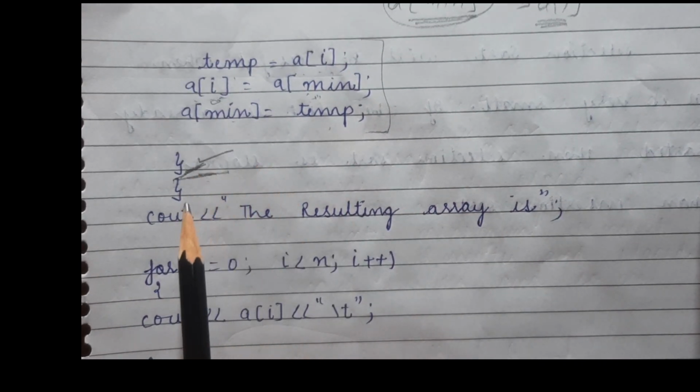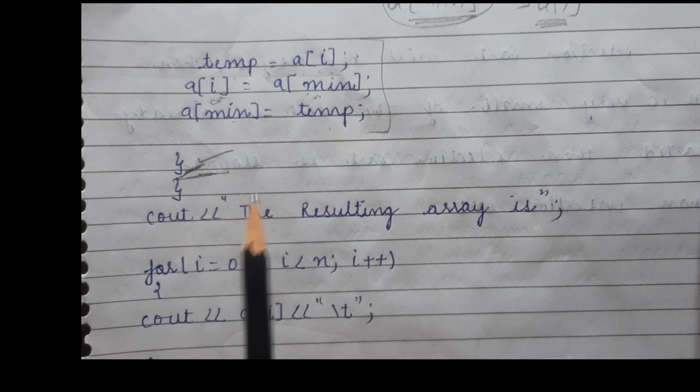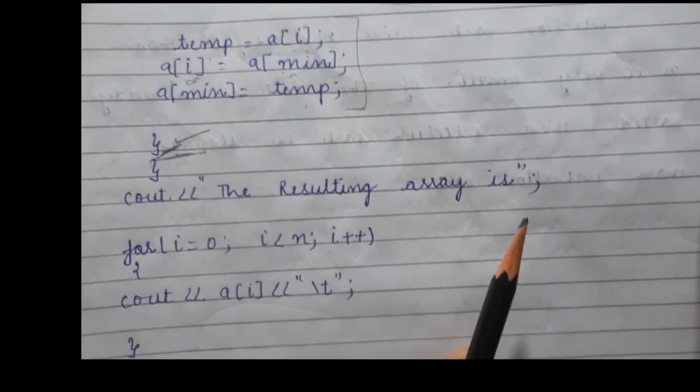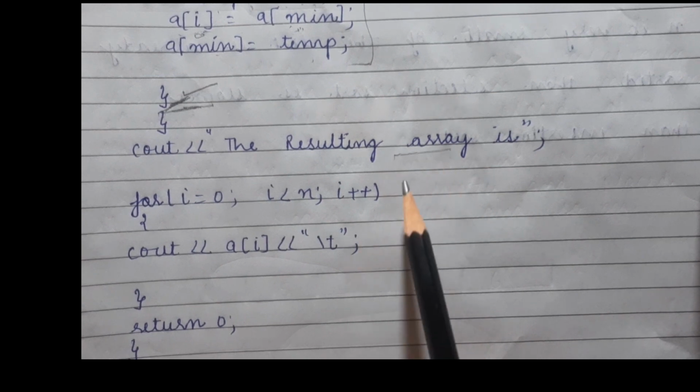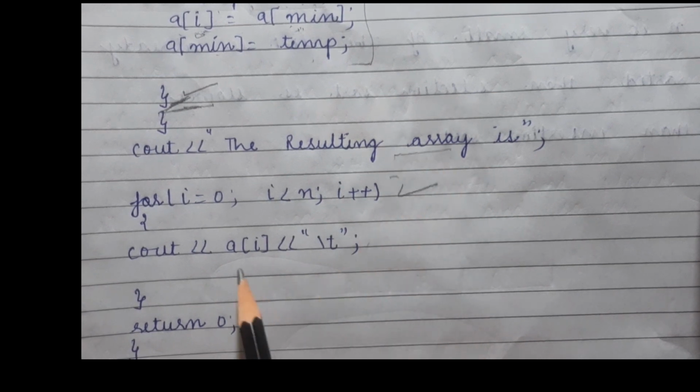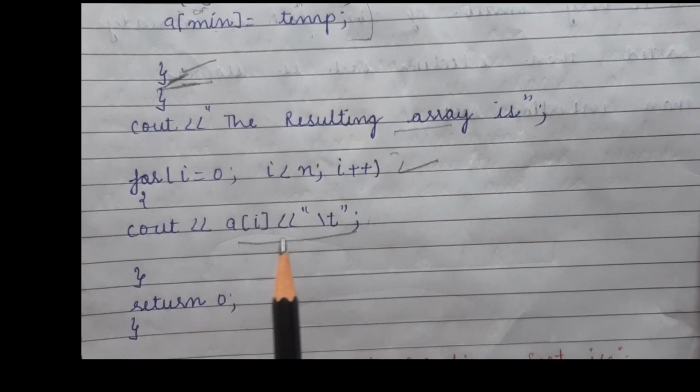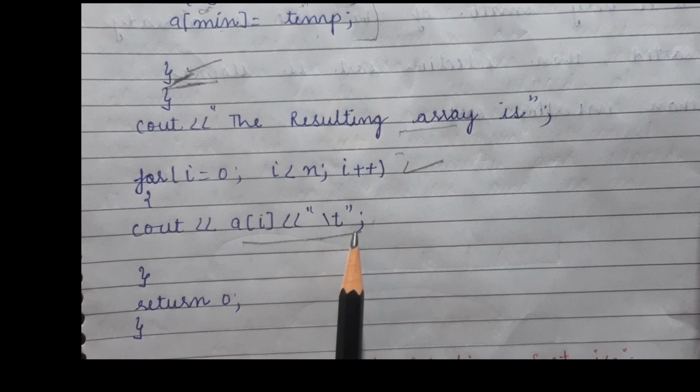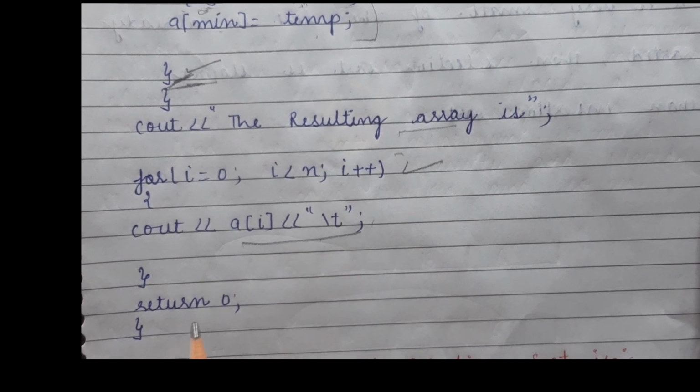Okay, so both loops are executed for all passes. After this, we display the resulting array. So using this for loop, we display the elements separated by a tab space. After this, return 0 and the program is ended.